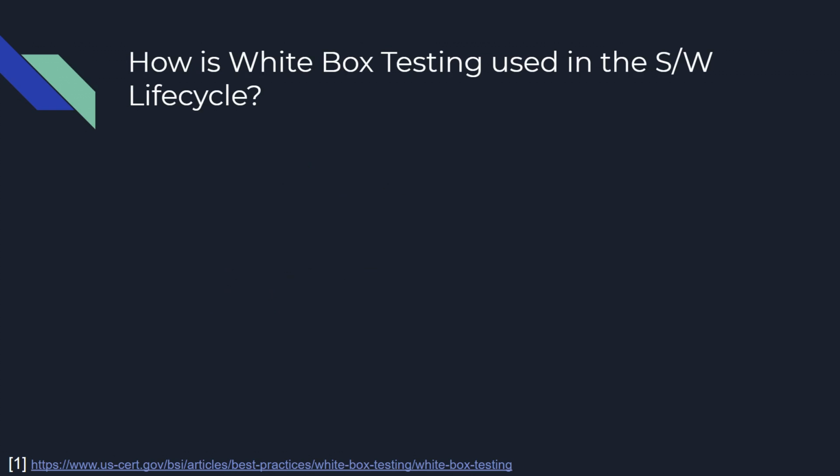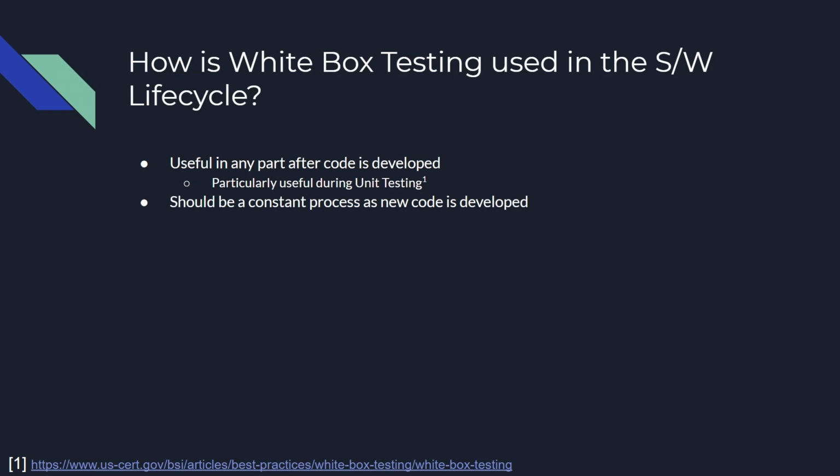How is white box testing used in the software lifecycle? White box testing is useful in any part of the software development lifecycle and can really only be used after code is developed, since in order to use white box testing you have to be able to see the code. It is particularly useful during unit testing, and it should be a constant process as new code is developed.